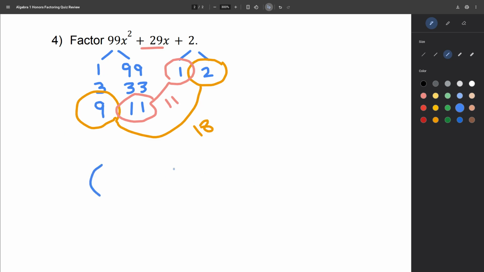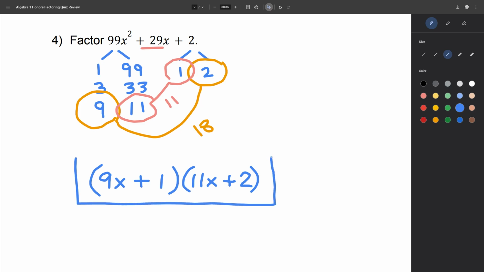The 9 and the 11 are going to be the coefficients in front of x. So we have 9x and 11x. 9 is going to be multiplied by 2, so we're going to put that on the outside. And 11 is going to be multiplied by 1, so we'll put the 1 on the inside. 1 times 11, 9 times 2. This is my factored form.